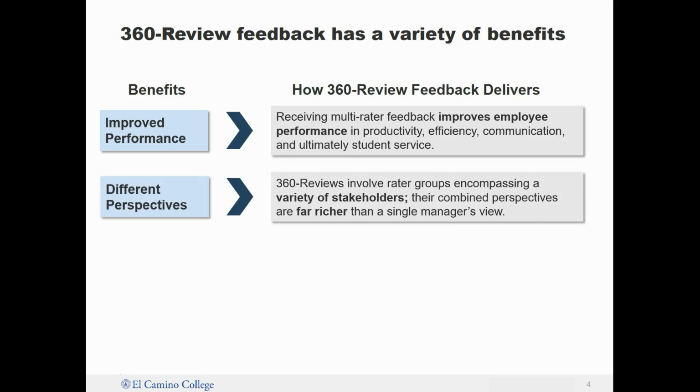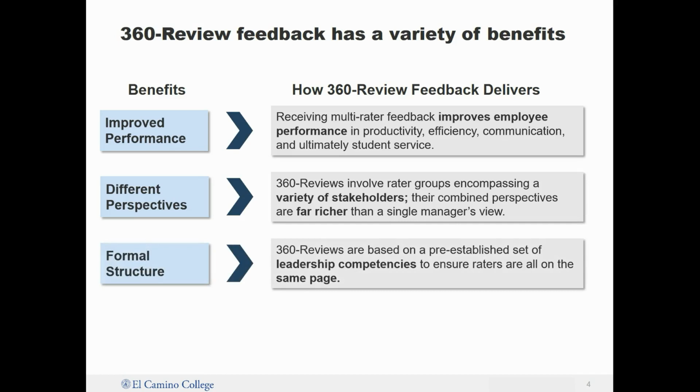Second, multi-rater feedback provides an administrator or supervisor with different perspectives. 360 reviews involve a variety of different stakeholders related to the employee's job role. These different rater groups, with their combined perspectives, provide far richer feedback than a single manager's view.